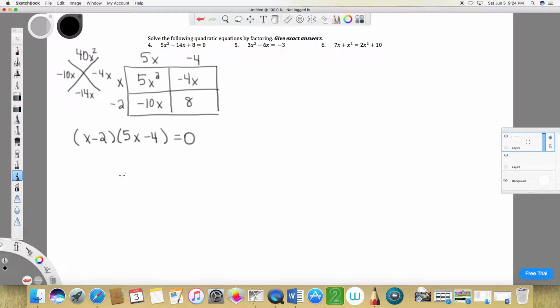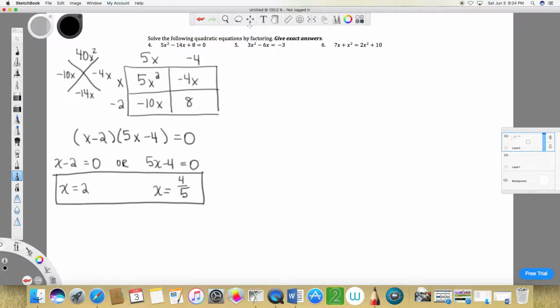And then we have a product theorem that says if you have a list of real numbers that multiply together to give you 0, then there's at least one 0 in the list. So it must be that either x minus 2 equals 0 or that 5x minus 4 is equal to 0, since these two factors have a product that's equal to 0. So this gives us a solution of x equals 2. This gives us a solution, two-step equation, add 4 and divide by 5. So here's our two answers for problem 4.